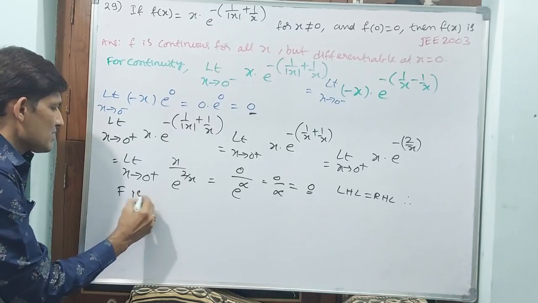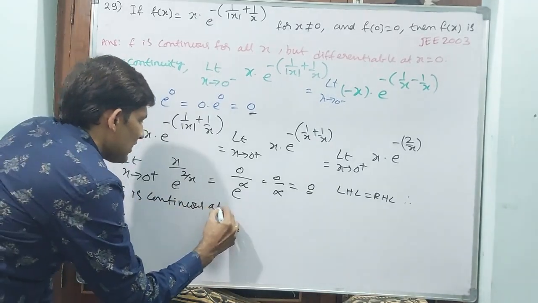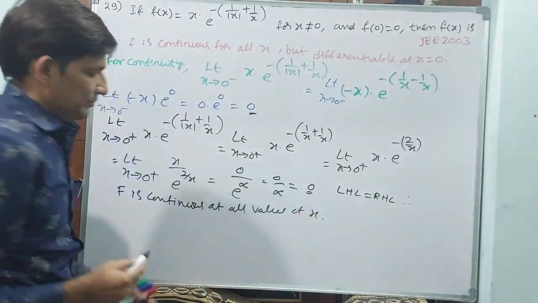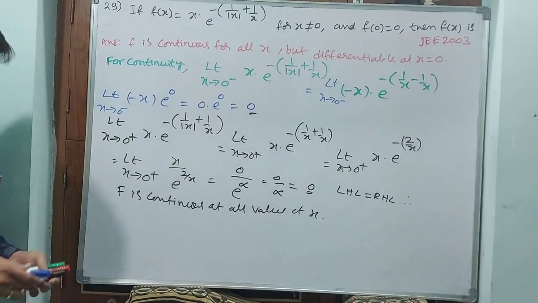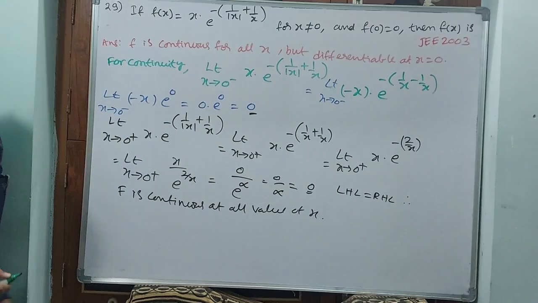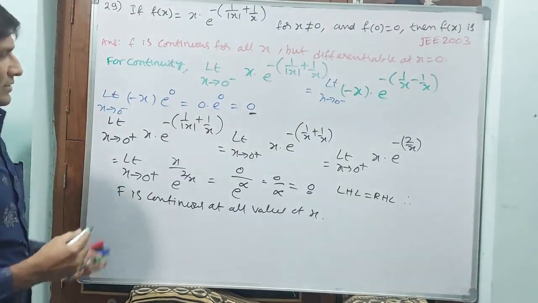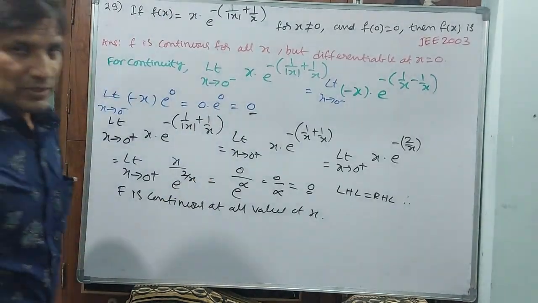Function f is continuous. Why? Because we do not see any other number. Continuous at all values of x. Okay? f is continuous at all values of x. Okay, now you go for differentiability. See, continuity is over. I am going to remove this, then we will do it again for differentiability. Okay?